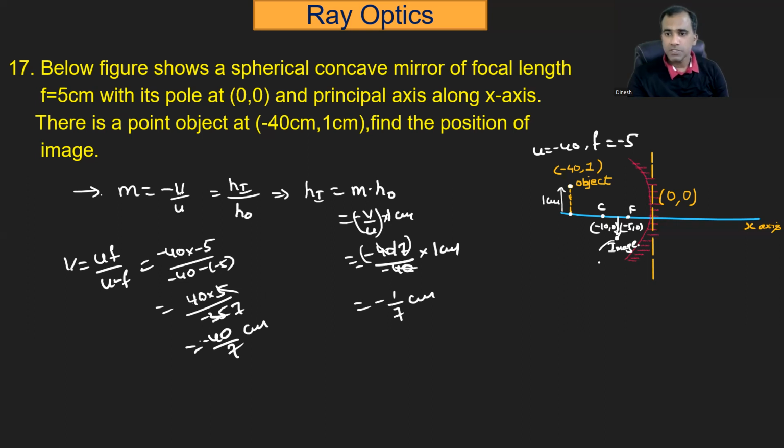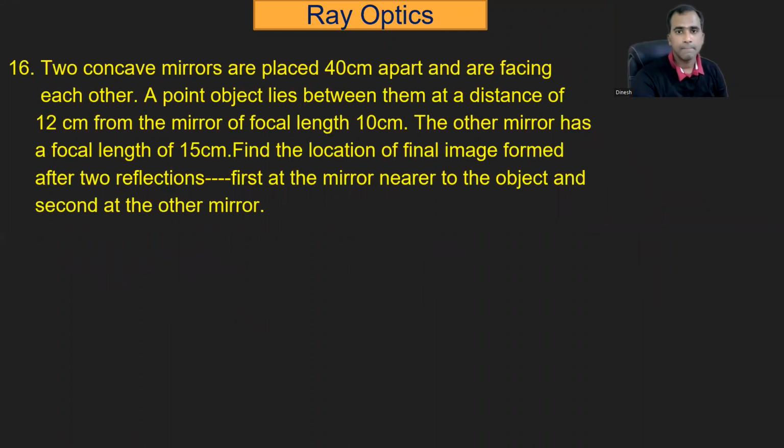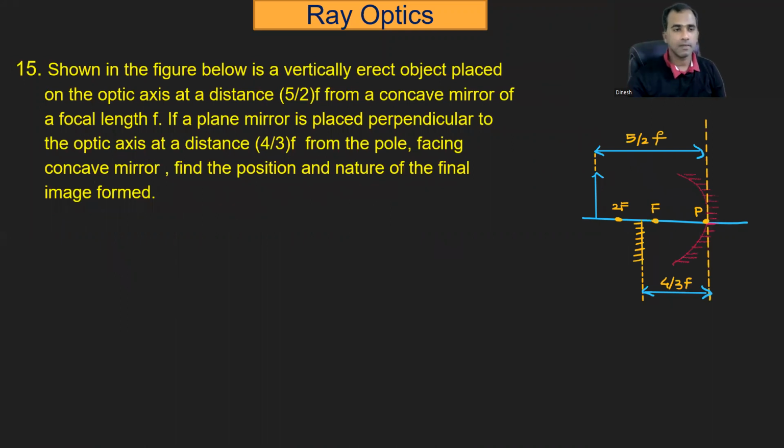Okay. So what is the position? Can anyone tell me the coordinates of the position? X coordinate. At what point is it? It is at minus 40 by 7 centimeters. That is the x coordinate. What is the y coordinate? Minus 1 by 7 centimeters. Okay, that's it. Very good. Let me move to the next question.